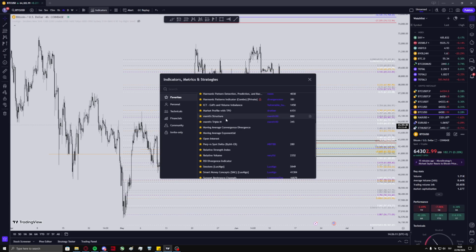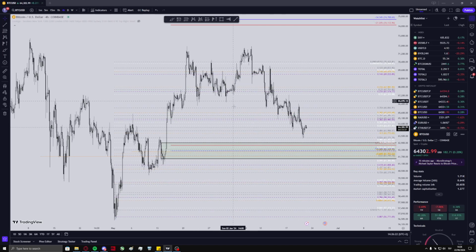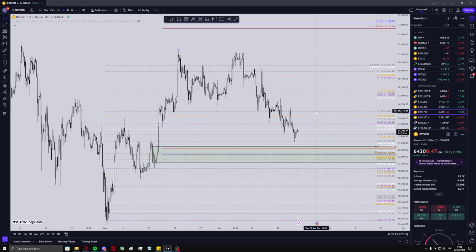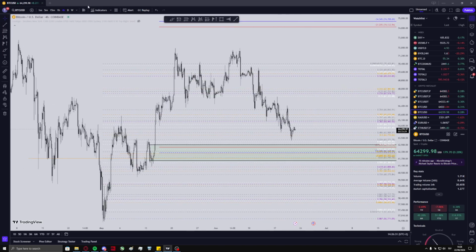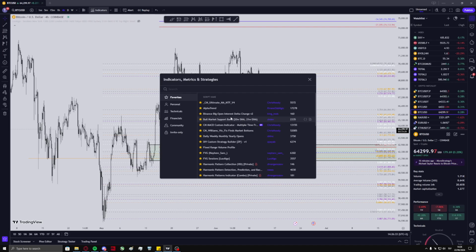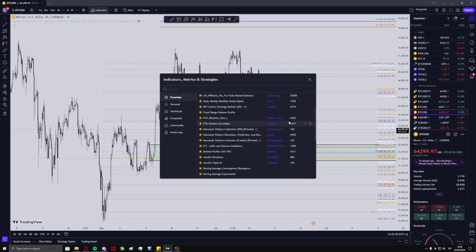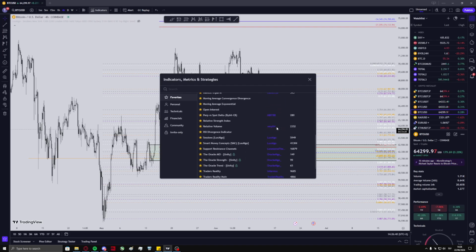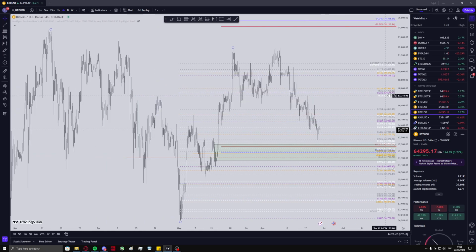RSI, of course. RSI is one of the best things you can use paired with harmonics, because if you see a bullish divergence, for example, forming on a bullish harmonic, that will be a very good indication that the harmonic is working. So yeah, you can use that. Yeah, I mean that would be probably it. I don't really use other indicators than that.